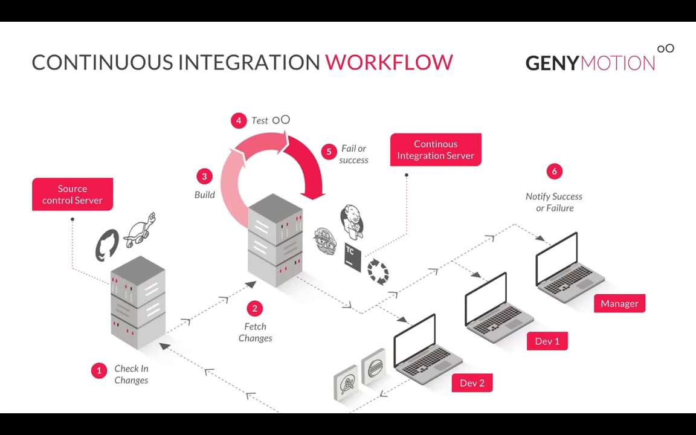So before we go deeper into Genymotion Cloud, let's have a quick reminder on how the CI workflow works. I don't know if in the audience you are already familiar with this, but usually the developer writes the code of the app. When he's ready with the changes, he checks them into a source control server, such as GitHub, for example. Then the continuous integration server, for example Jenkins, will fetch all these changes, build the app, and test the application. That's where Genymotion Cloud comes into play. Then the results of the tests will be sent back to the developers.